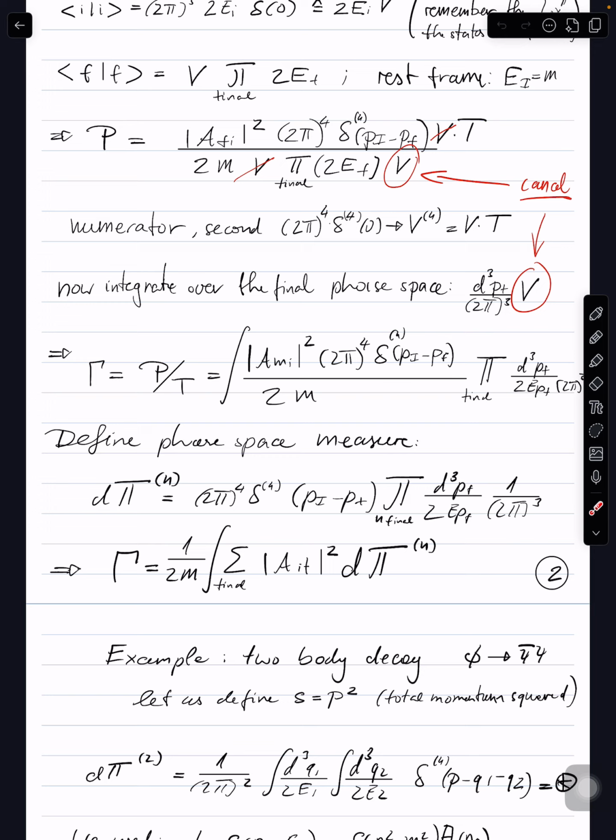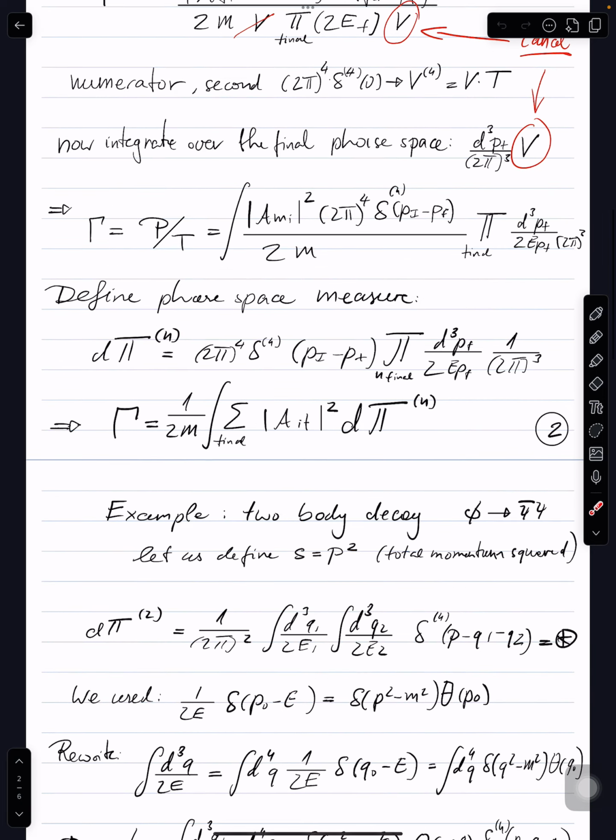So now we can actually define a phase space measure with these factors, the product over the final state, and the momentum conserving delta function as d pi n, where n is the number of final state particles. So that will be the product over n final state particles here, and it will contain those delta function plus the 2 pi to the 4 factor.